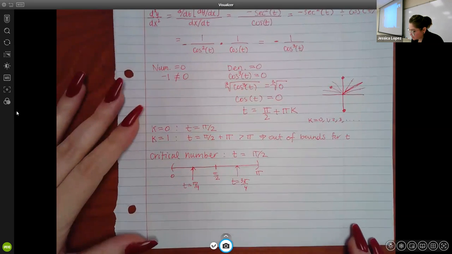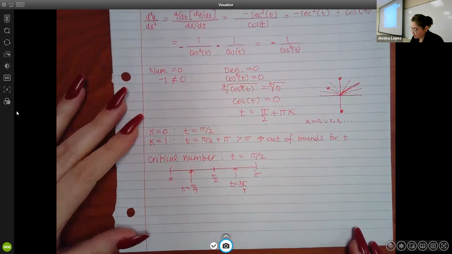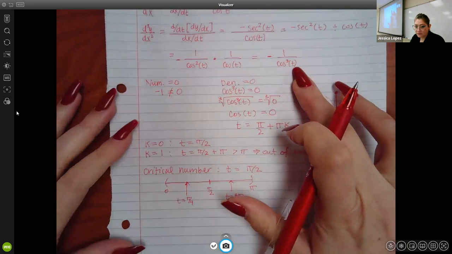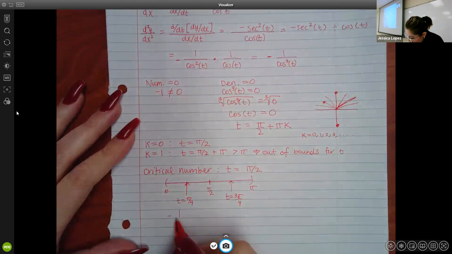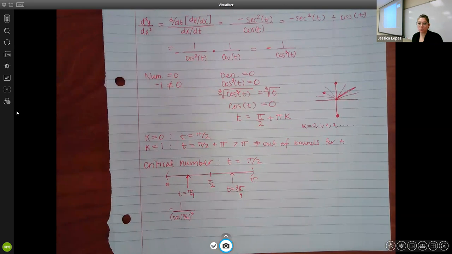So let's plug them into our second derivative. Where's our second derivative? That's our second derivative. So we're going to plug them in there. So negative 1 over cosine of pi over 4 cubed. I'm going to do it this way because I cannot type cosine cubed in my calculator. I have to type in the cosine of whatever and then cube it.